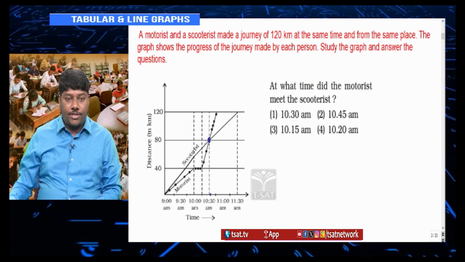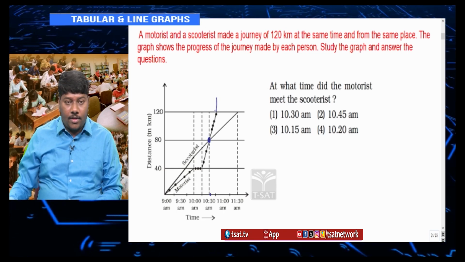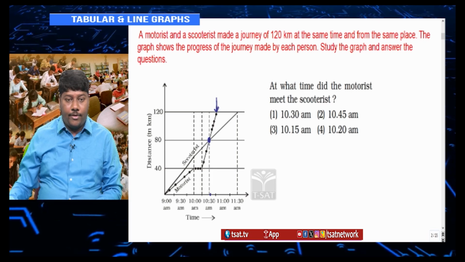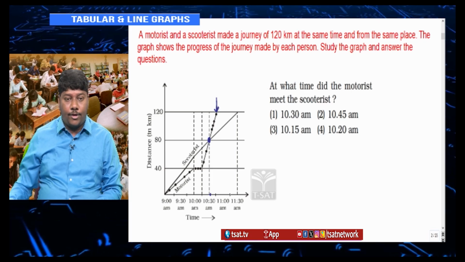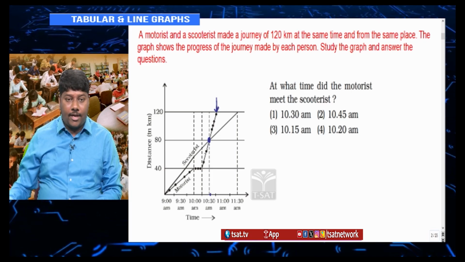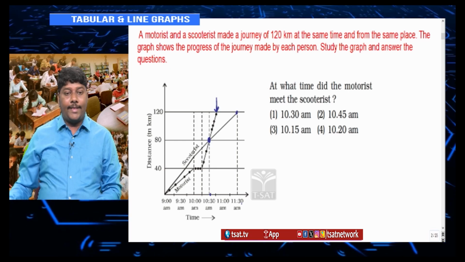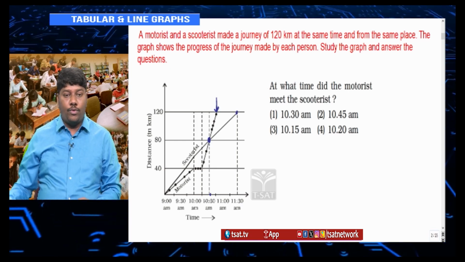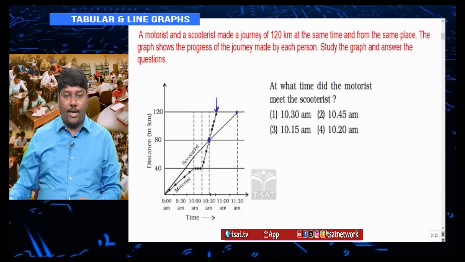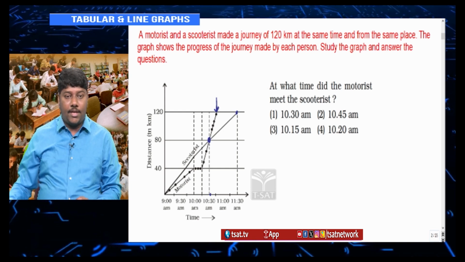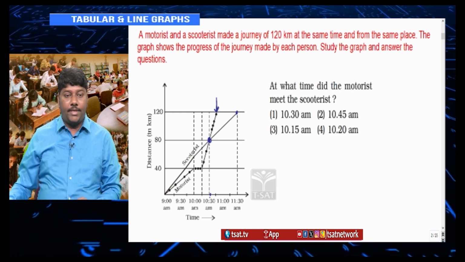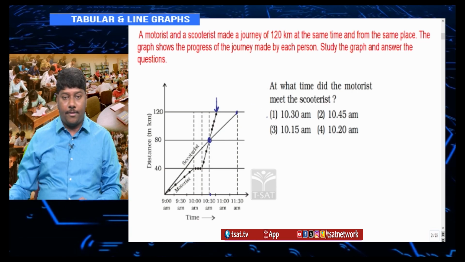Actually here the motorist takes how much time in order to travel 120? Somewhere between 10:30 and 11. And how much time does the scooterist take in order to travel 120? He is taking until 11:30. 9 to 11:30 means he is taking 2.5 hours. But the question asked is at what time they are meeting. So simply the answer is 10:30, they are meeting.